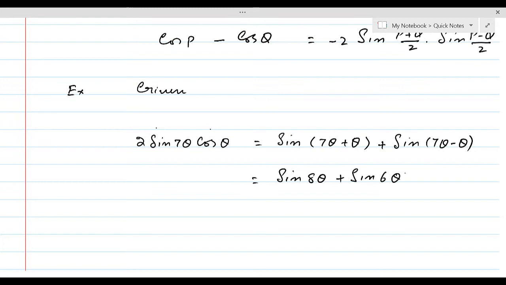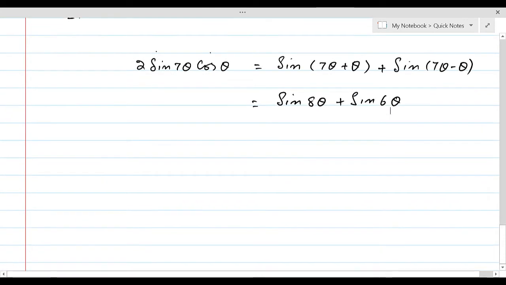This is how we can convert from product to sum. Remember, the identities A, B, C, and D are used for converting product to sum. And when sine and cos are both present in the product, we use the formula for sine alpha plus beta and sine alpha minus beta. If both are sine on the left side or both are cos, we use the cos formula.